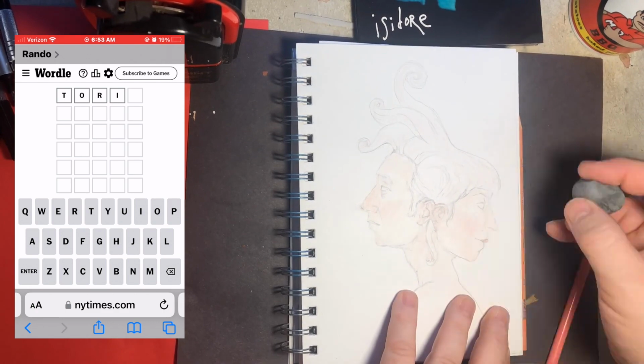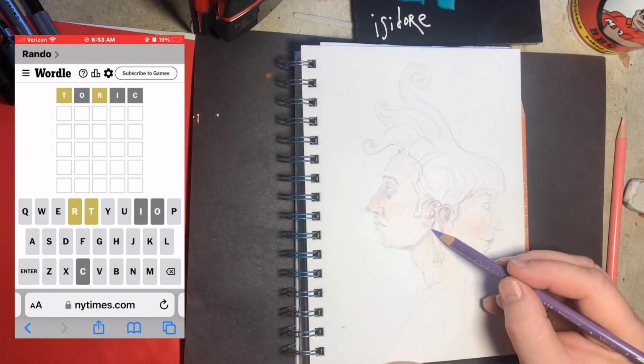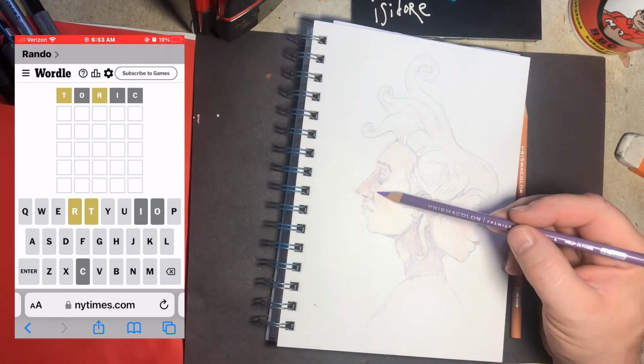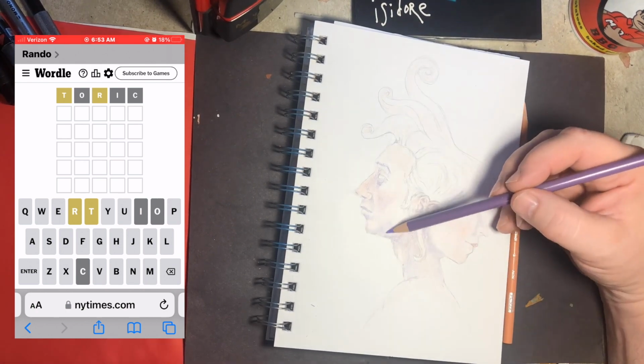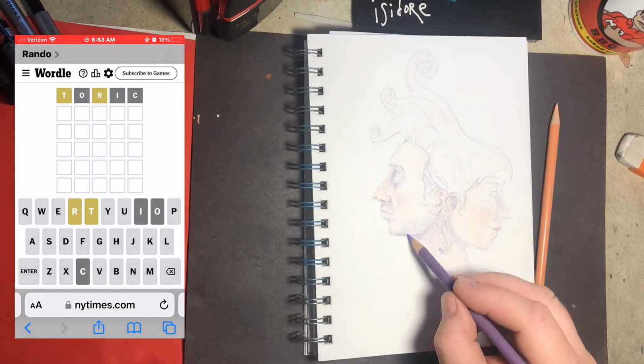The idea here is to solve the day's Wordle and then transform that 5-letter word into art. And with the magic of time-lapse video, you get to see this happen within just a few minutes. The drawing for October 25th.